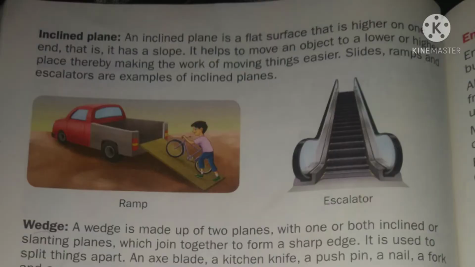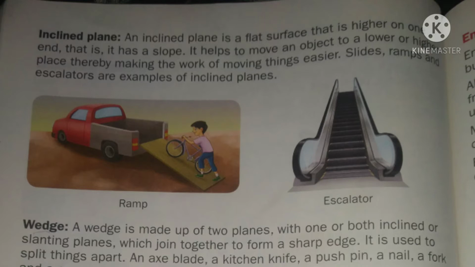Next we have the inclined plane. An inclined plane is a flat surface that is higher on one end. As you can see in the picture, ramps and escalators are higher at one end. It helps to move an object to a lower or higher place, thereby making the work of moving things easier. Slides, ramps and escalators are some examples of an inclined plane.